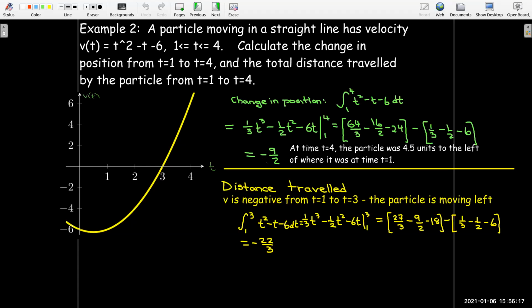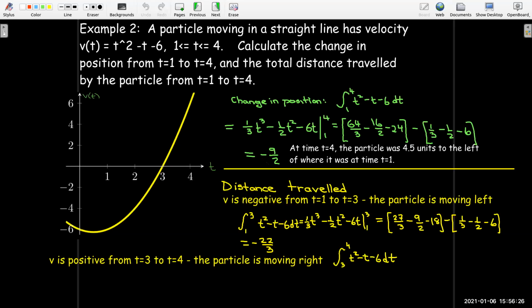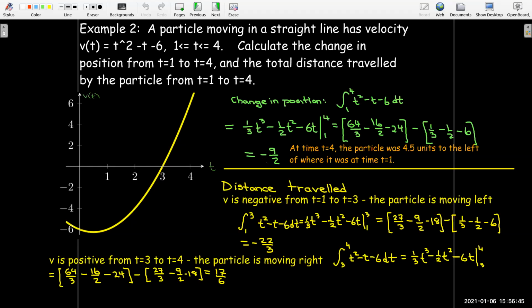Then it started moving to the right. That's when v is positive. So we're moving to the right. Let's evaluate the definite integral from 3 to 4 of the velocity function. Same steps, we'll find the antiderivative. Now perform the evaluation from 3 to 4, and I get positive 17 over 6.